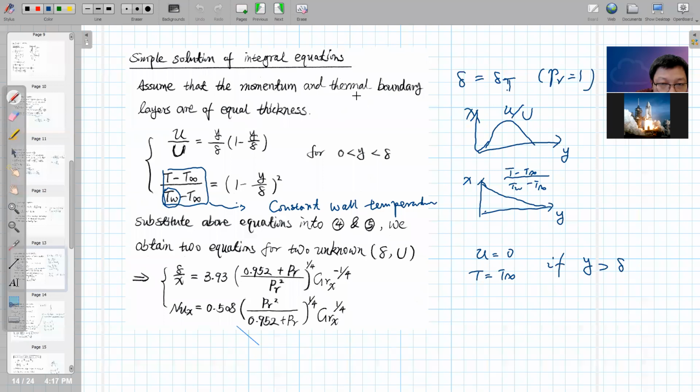Basically, we assume that the two boundary layers have the same thickness. We assume this velocity and this temperature profile, and we have two unknowns: the maximum value of the U in that profile, and the boundary layer thickness delta. But we have two equations. We bring it to the momentum equation, we can solve for both delta and this big U, and then we can know what the boundary layer thickness will be and what the Nusselt number will be for the heat transfer.